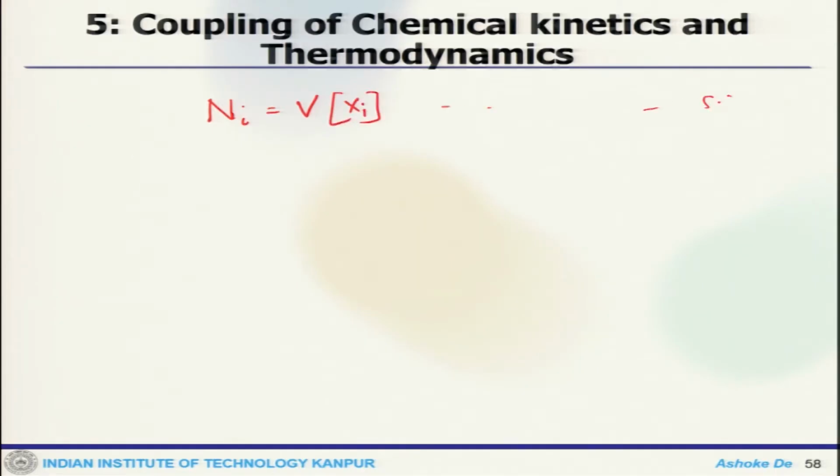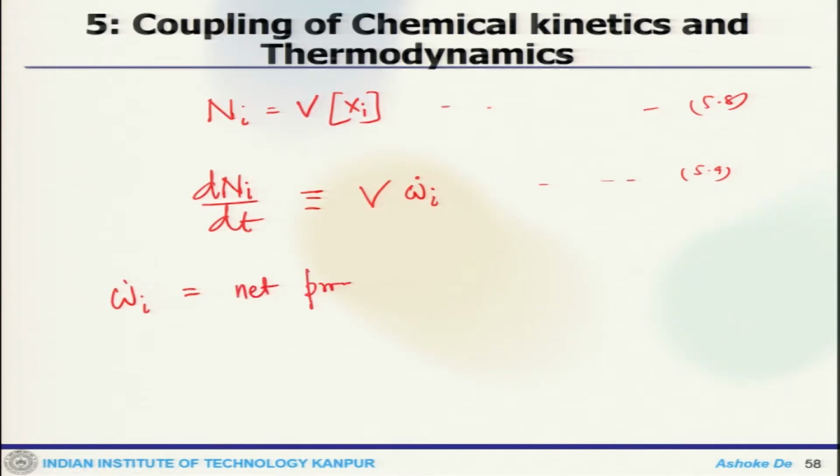So, this is 5.8, and now chemical dynamics can be linked with it, like dNi/dt = V omega dot i, where omega dot i is the net production rate of species i. So, this we have already seen.